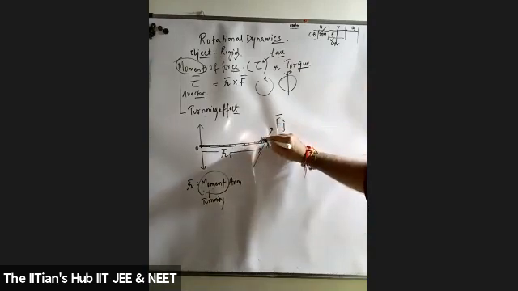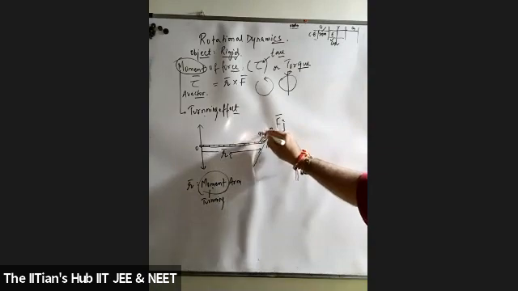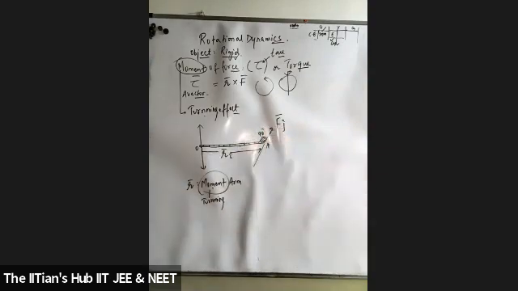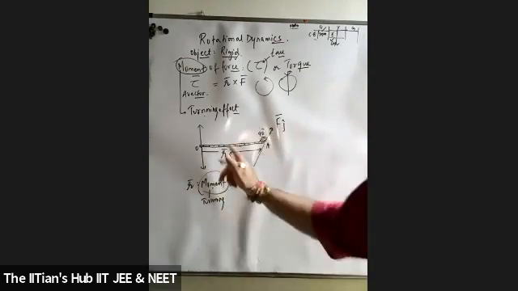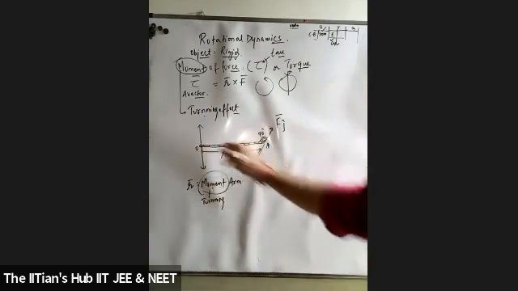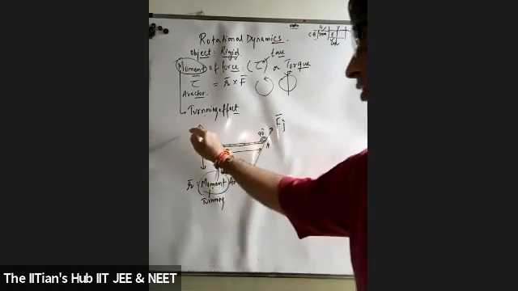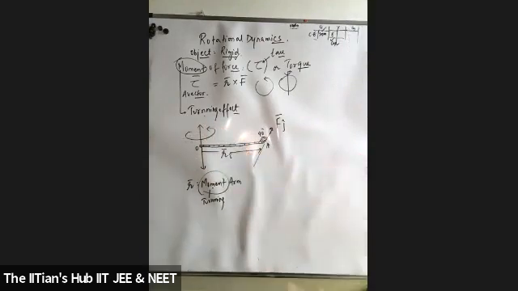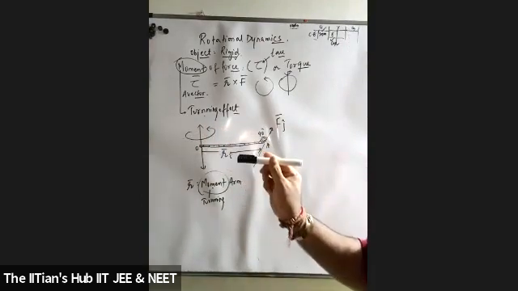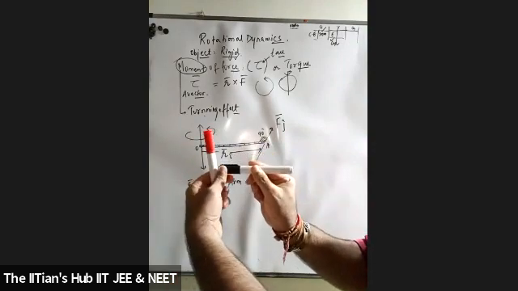What is the angle formed between the two? The angle formed between the two is how much? 90 degrees. What happens to the torque? The torque is maximum. Look at the rod. How is the rod moving? The rod is moving in anti-clockwise direction. Look over here, this is a rod. This is your axis of rotation.